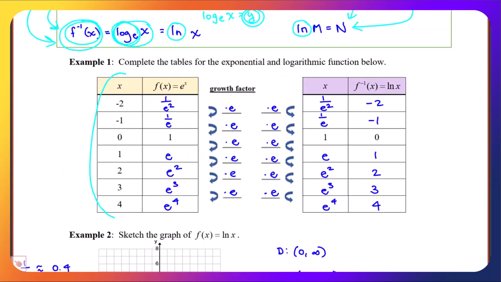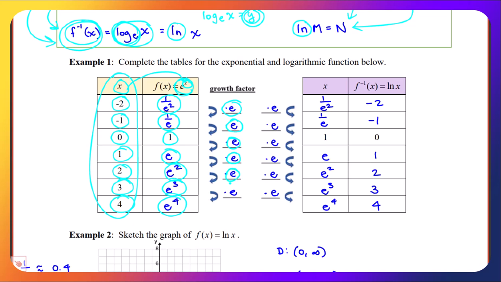So in the first column here, we have the x values, which are the exponents. If we put those x values into the exponent, -2 gives us 1 over e squared, -1 gives us the reciprocal, 1 over e, e to the 0 is 1, e to the first is e, to the second, to the third, to the fourth. And each time we're multiplying by e. That's our growth factor.